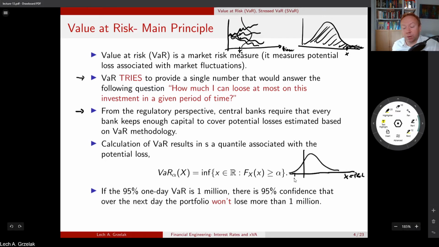So essentially, if we have this alpha here, let's say 5%, the CDF at this point, the integrated probability mass here, would be 95%. We have 5% on this side. So if we have a profile of profit and loss, this will be our VAR number. This will be x corresponding to exactly this point. As an example, if we have a 95% one-day VAR, in a minute I will explain what that means, and the one-day VAR is 1 million, then there is a 95% confidence that over the next day the portfolio won't lose more than 1 million. This is the interpretation of the VAR number.